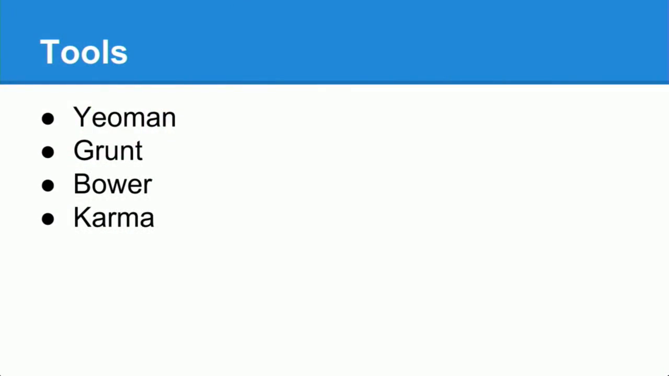Some of the tools we use, just briefly going over this: Yeoman, Grunt, Bower, and Karma. Karma is our testing suite. The other three really help us organize our code, bring in all the dependencies, and keep everything clean. It's pretty standard stuff, and it was really nice with Grunt actually.